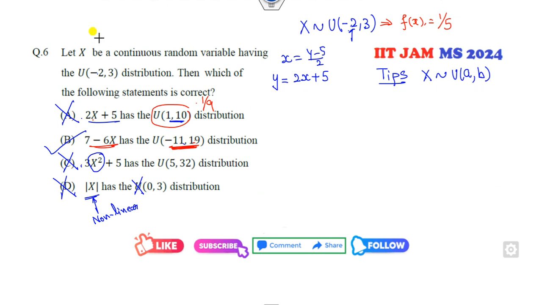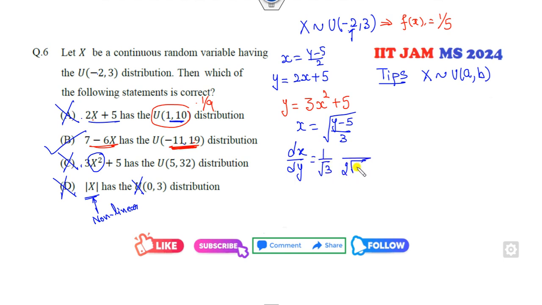Look at this another one. If I take y as 3x square plus 5, can you find the value of x from here? So root of y minus 5 over 3. What is the dx over dy? So 1 by root 3 I can write outside, times 1 over 2 root of y minus 5. So then what is g of y? 1 over 5 PDF into this.